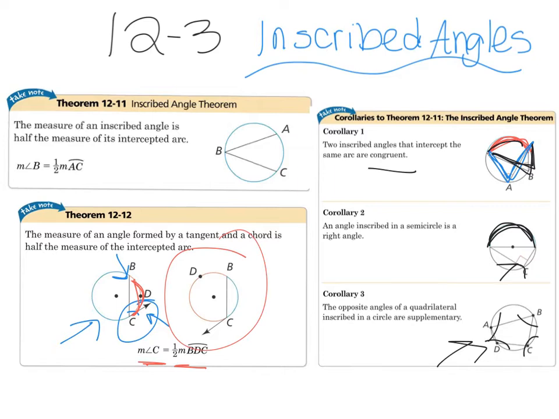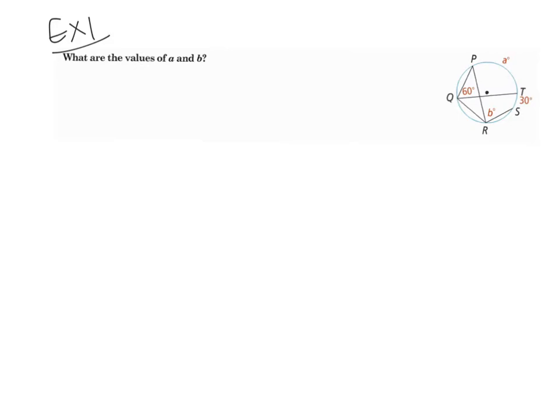I'm going to do a couple of examples using these corollaries and theorems, and then you can be prepared to work on the assignment in class when you get there. Our first example says to figure out what the values of A and B are. A is an arc, B is an angle.